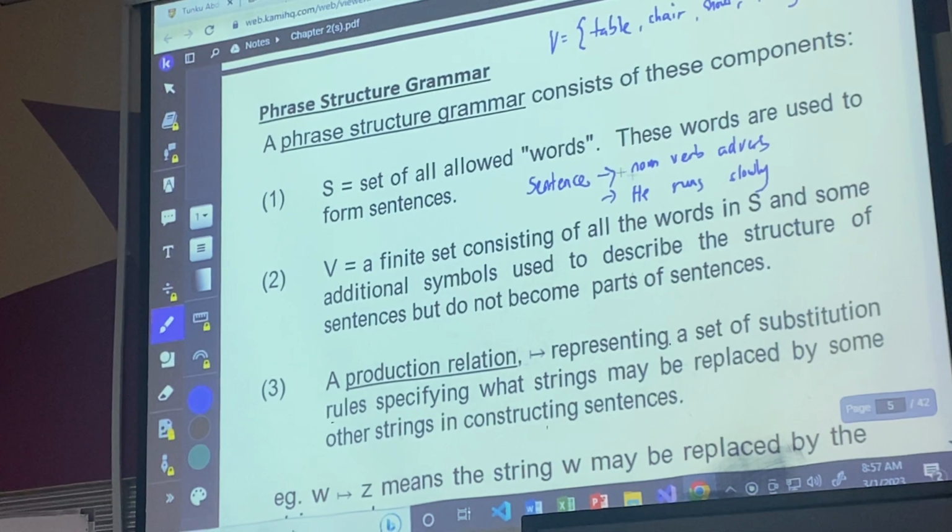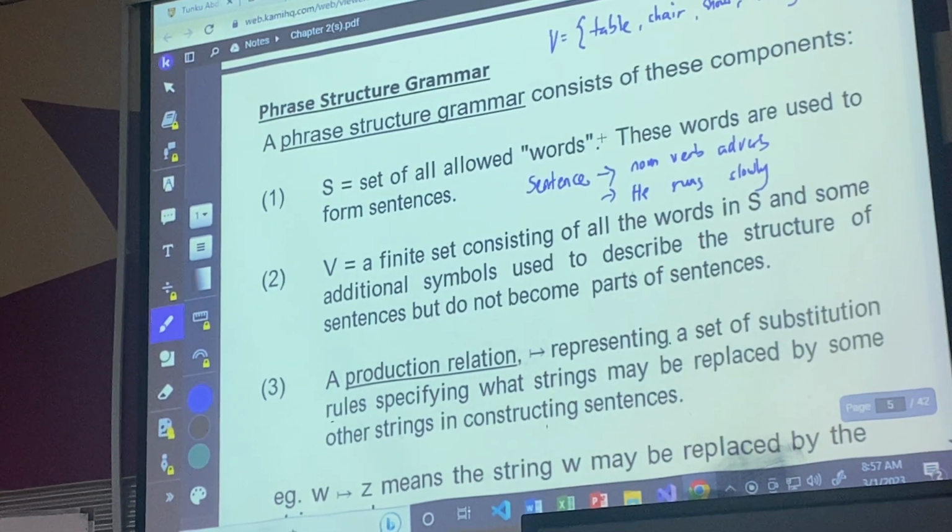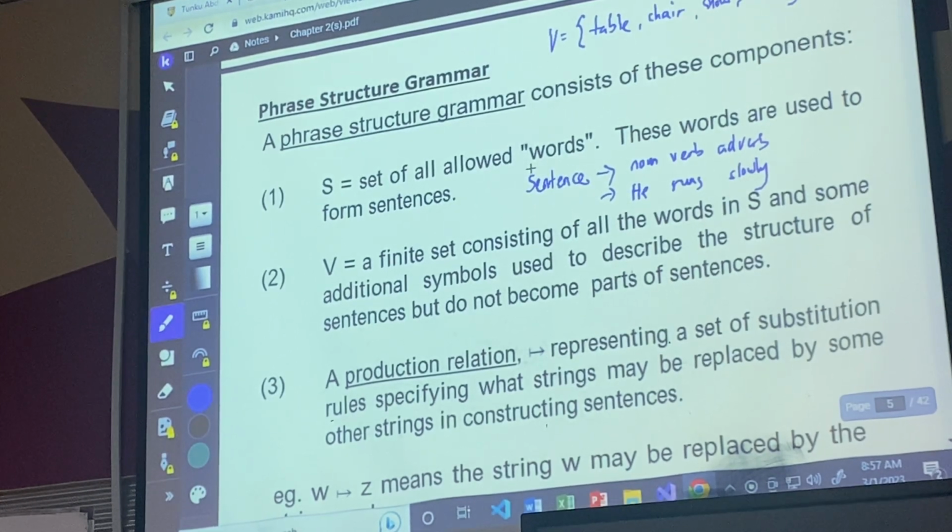I can replace the verb here with runs and the adverb with slowly. Okay, so this arrow means the substitution. The word noun, verb, and adverb substitute with this sentence. Okay, so we call this the production relation.